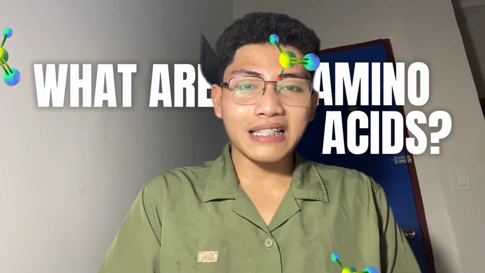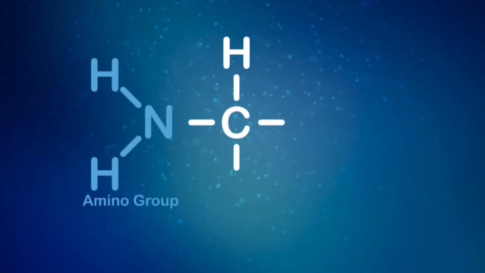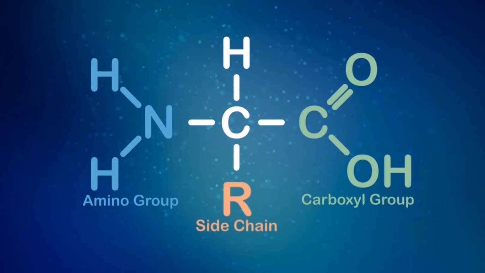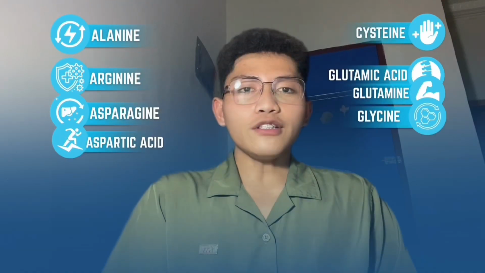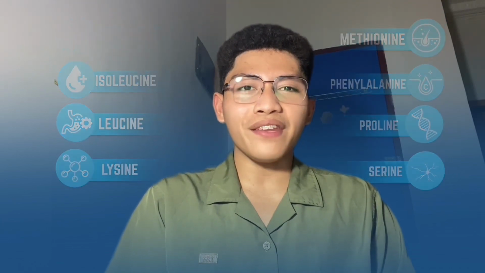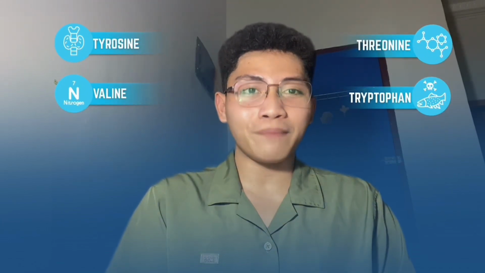Okay, so let's rewind for a bit. What even are amino acids? Before we build anything, we need our bricks. And in biochemistry, amino acids are the bricks. Each amino acid has an amino group on one side, a carboxyl group on the other, and a unique R group that gives its personality. There are 20 standard amino acids, each having their own unique structure, and they're like Lego bricks for building proteins.